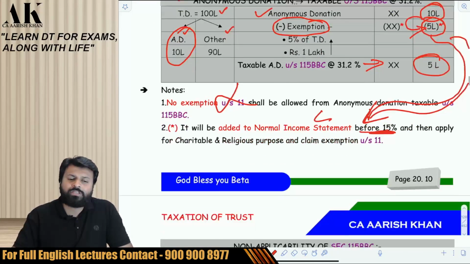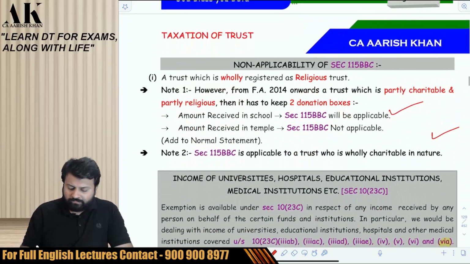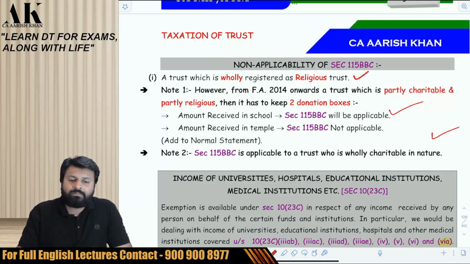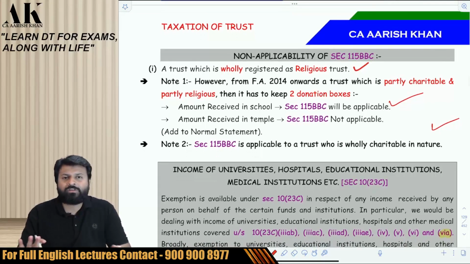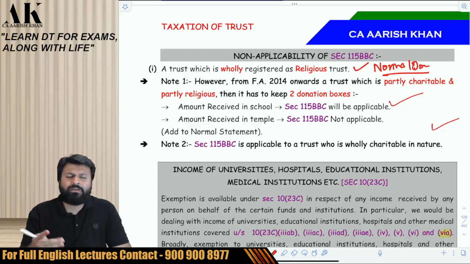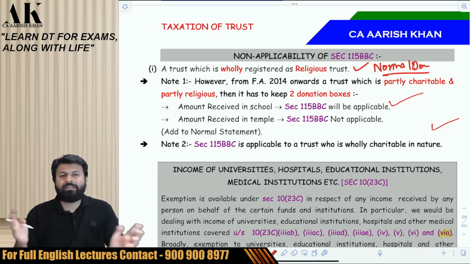Now, anonymous donation is not applicable for certain people. A trust which is wholly religious, anonymous donation is not applicable. It is not applicable to a trust which is wholly religious. It means for them, it will be treated like a normal donation. Okay. They will add to income statement, they will reduce 15%, so on and so forth. Which trust? Like mandir, masjid, etc.